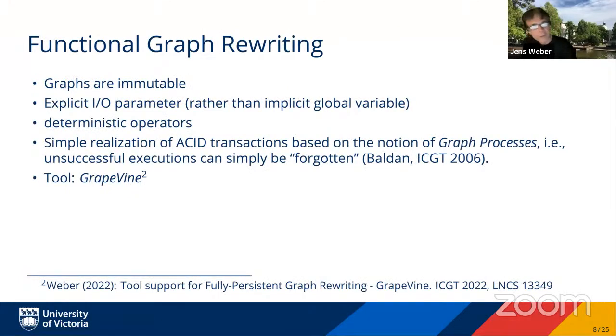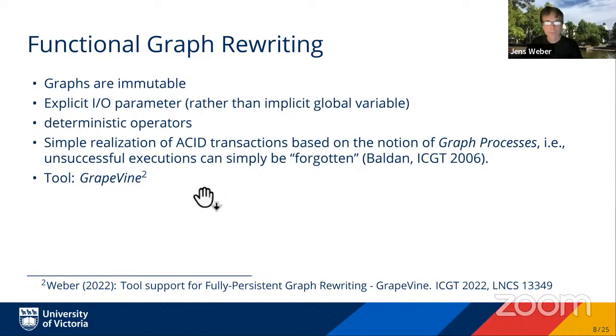Okay, so functional graph rewriting: graphs are becoming immutable, like in functional programming. Once they're created, they never change. They become explicit I/O parameters of graph programs. We have deterministic operators, which of course now means that a graph program for a particular input graph creates a set of graphs, right? Because it still has this non-deterministic computation of graphs, but ultimately we're computing sets of graphs.